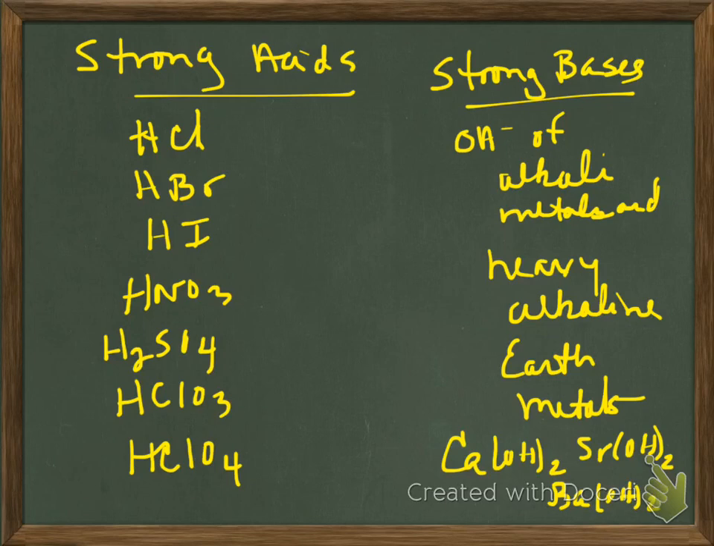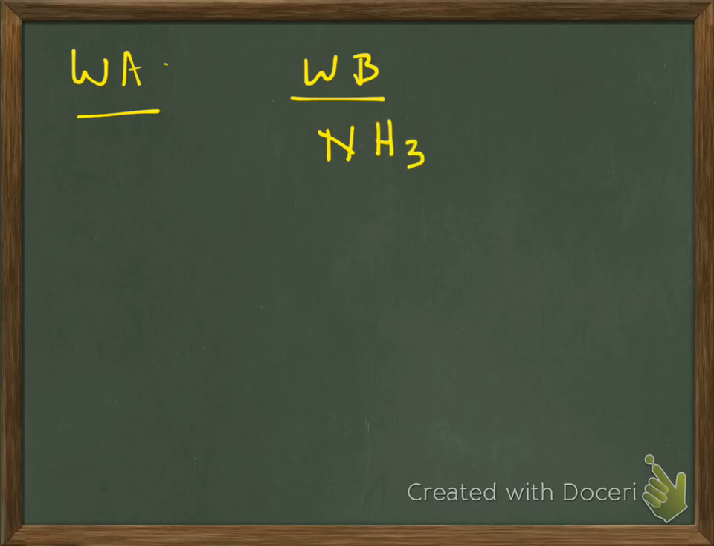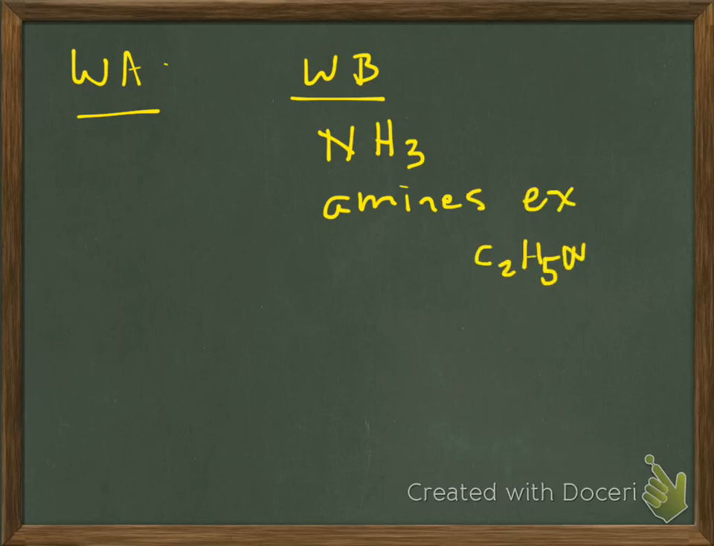We'll pick up with, you almost thought you were done. Weak acids are basically everything else not on that list. Weak bases: it is important that you know that NH3, ammonia, is a weak base, and the amines are weak bases, for example C2H5NH2. Now the screencast is done.